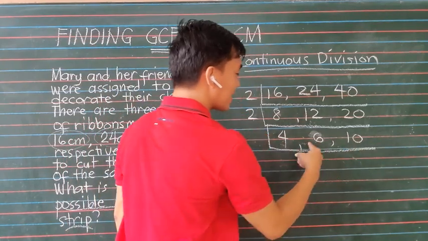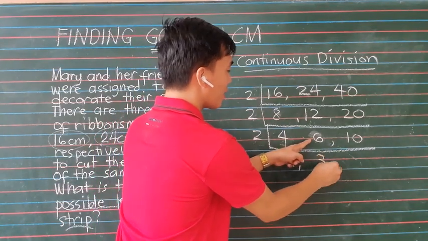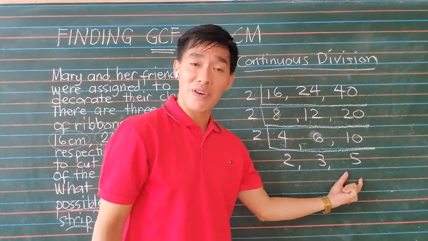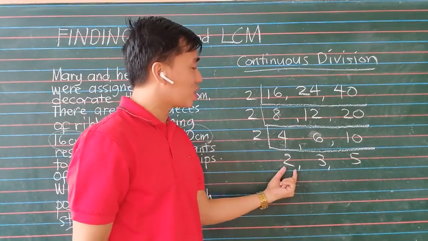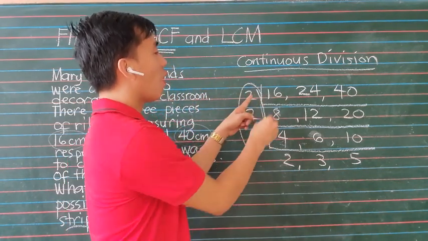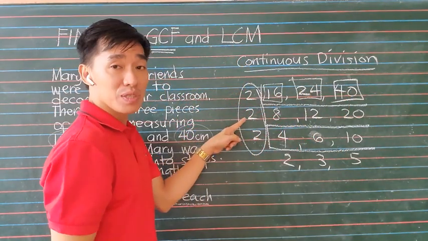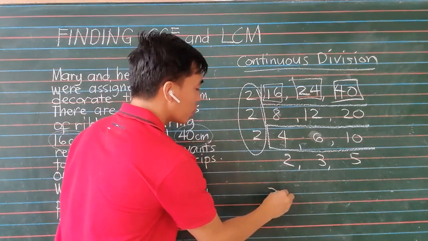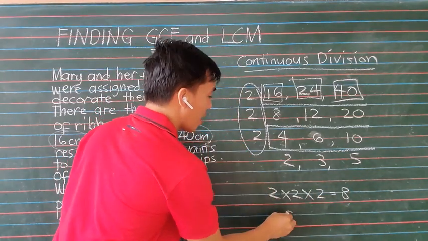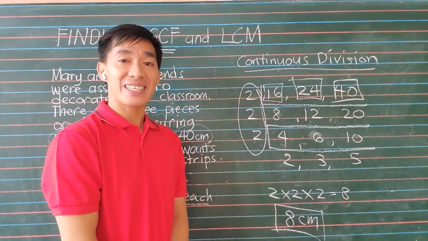Still, 4, 6, and 10 could be divided by 2. The answers are 2, 3, and 5. Is there still a number, or any prime number, that could divide 2, 3, and 5? If there's none, therefore, here's the GCF of 16, 24, and 40: 2 times 2 times 2, which is also equal to 8. Therefore, the answer is still 8 centimeters.